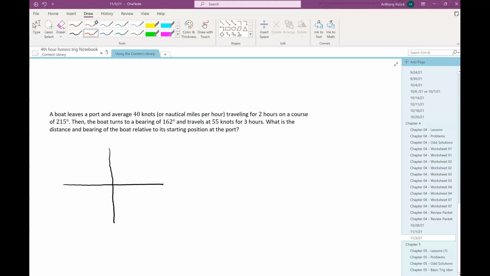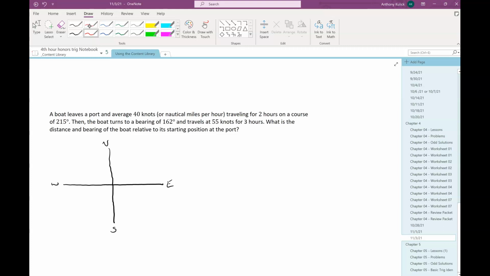It says here that a boat leaves a port and averages 40 knots, that's nautical miles, traveling for 2 hours on a course of 215 degrees. And then it turns to have a bearing of 162 degrees and travels at 55 knots for 3 hours. What is the distance and bearing of the boat relative to its starting position at the port?